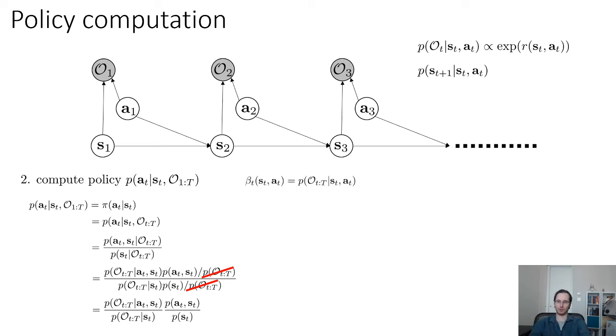Now remember that our backward message is O T through capital T given ST AT, and our state backward message is O T through capital T given ST. So the first fraction in this expression is just the ratio of the state action backward message and the state backward message. The second ratio is just P of AT given ST, which is our action prior, which we've assumed to be uniform. So that second fraction goes away because it's a constant, leaving us with just the first fraction. So that means that the optimum policy, pi of AT given ST, can simply be recovered as the ratio between the state action message and the state message.